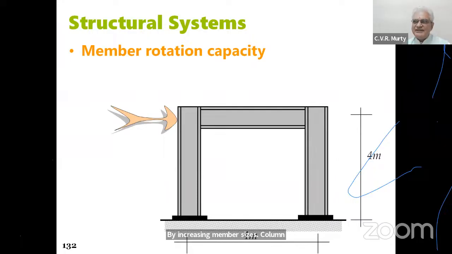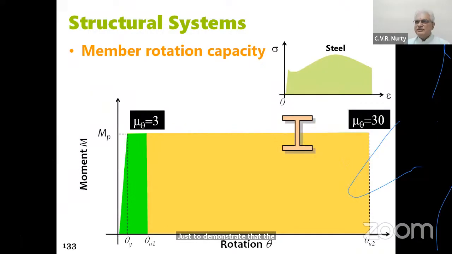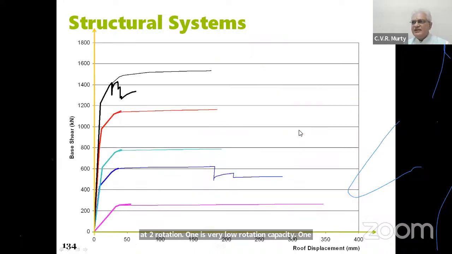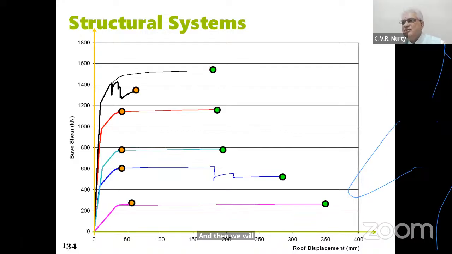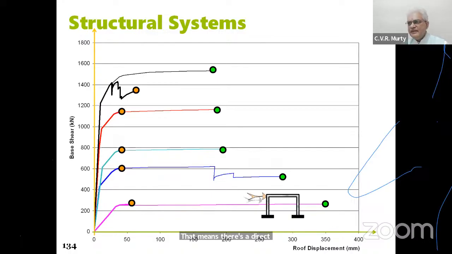Just to demonstrate the effect of the structural system, we're taking a simple portal frame and looking at two rotation capacities. One is a very low rotation capacity, one is a large rotation capacity of a section. And then we will do the lateral load analysis and notice that the more the rotation capacity, the more the overall structure ductility. That means there's a direct relationship between the two, right?